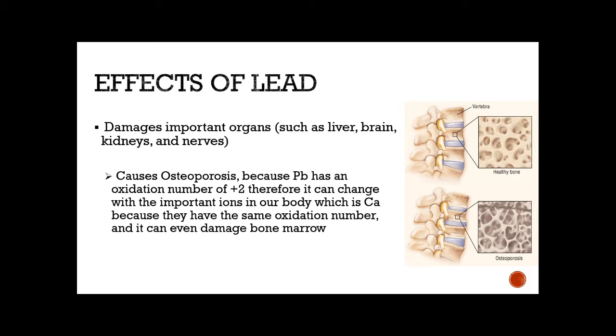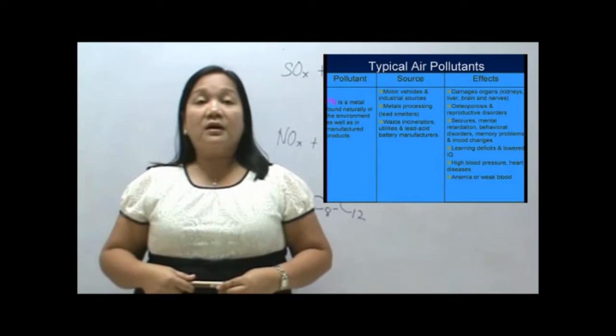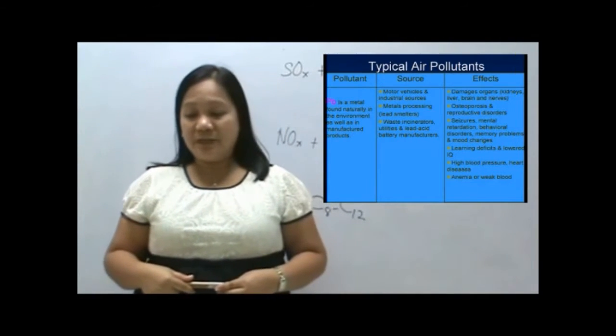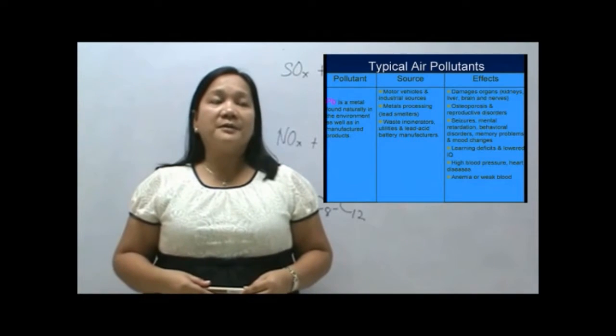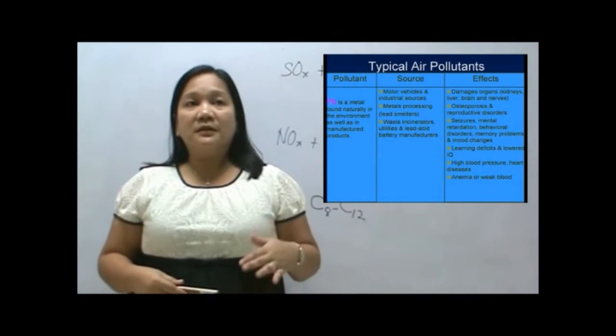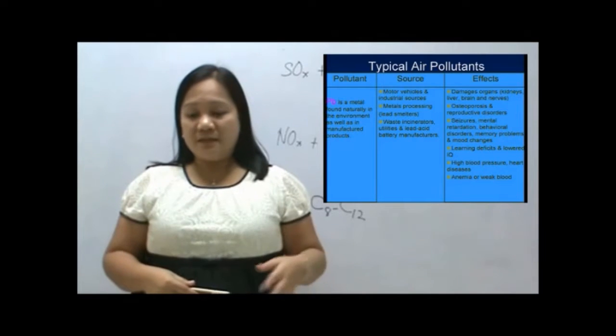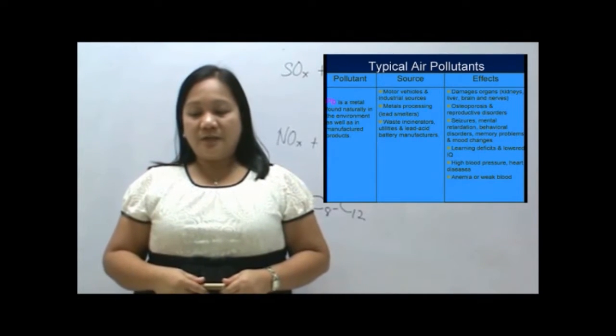Now, it may even lead further to damaging the bone marrow, wherein the bone marrow is known to be where our blood cells are produced. And for this reason, some people may be found to have this disease, anemia, and at worst, they may have leukemia because of contamination of lead. Now, these may also cause reproductive disorders because lead has been found to decrease sperm count for males, so it may also cause reproductive disorder.